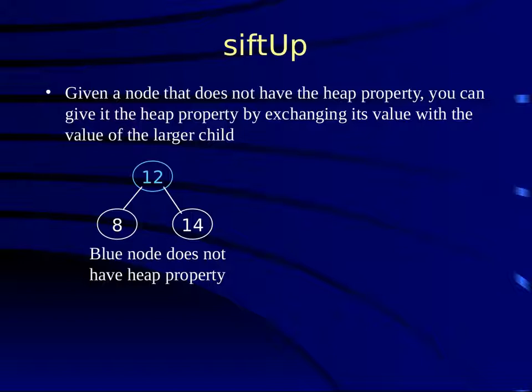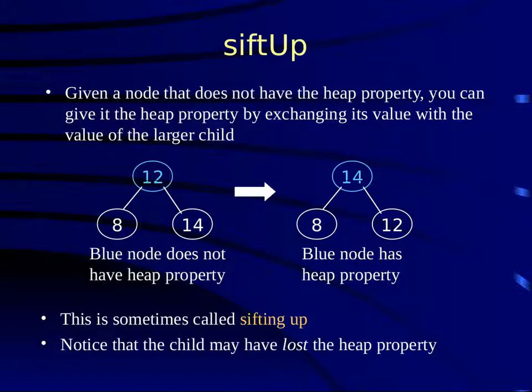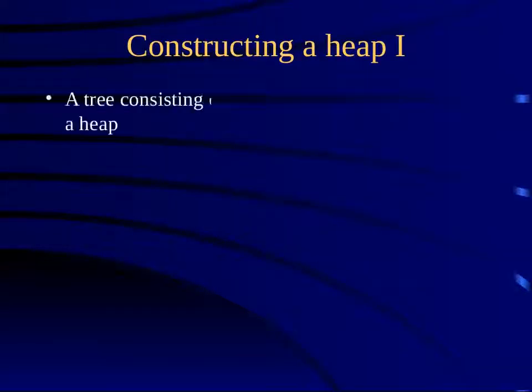All right, so sifting up, blue node does not have the heap property, so you have to sift up the 14, and then we're done. Okay, great. It's called sifting up or shifting up. I'm using sifting. Okay, good. We'll say sifting. Note that the child may have lost the heap property in this situation.